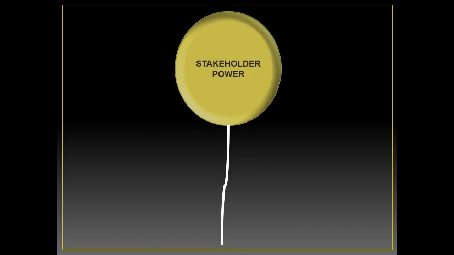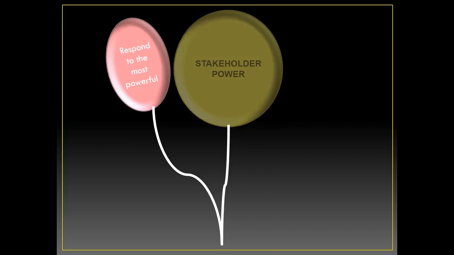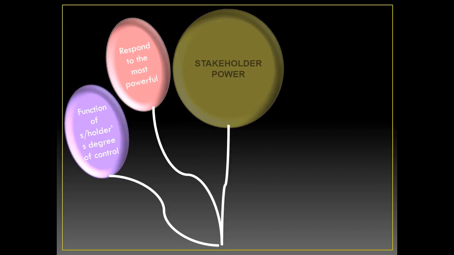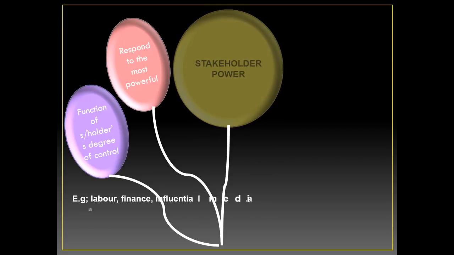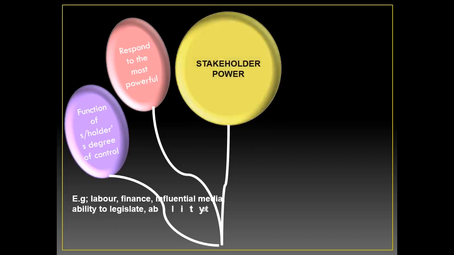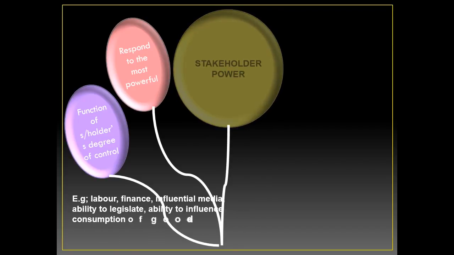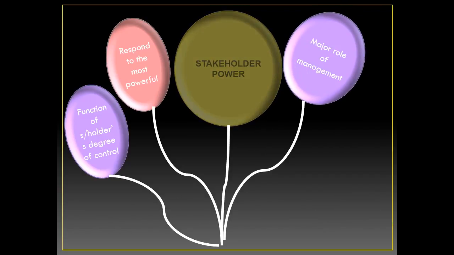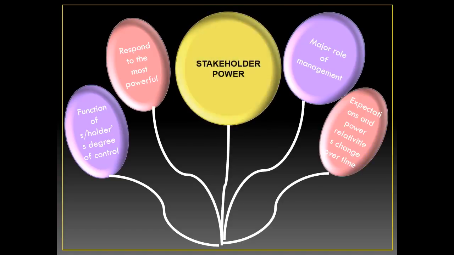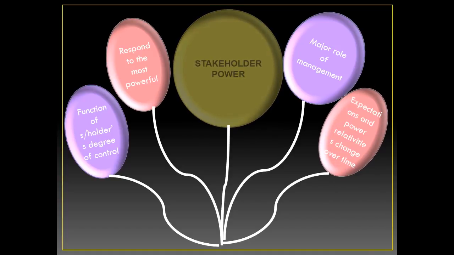Stakeholder power is one of the characteristics related to the managerial branch. The organization will not respond to all stakeholders equally but to the most powerful. Stakeholder power is a function of the stakeholders' degree of control over resources required by the organization. For example, labor, finance, influential media, ability to legislate, and ability to influence consumption of the organization's goods and services. However, the major role of management is to assess the importance of meeting stakeholder demands so as to achieve strategic firm objectives. Expectations and power relativities of various stakeholders change over time.